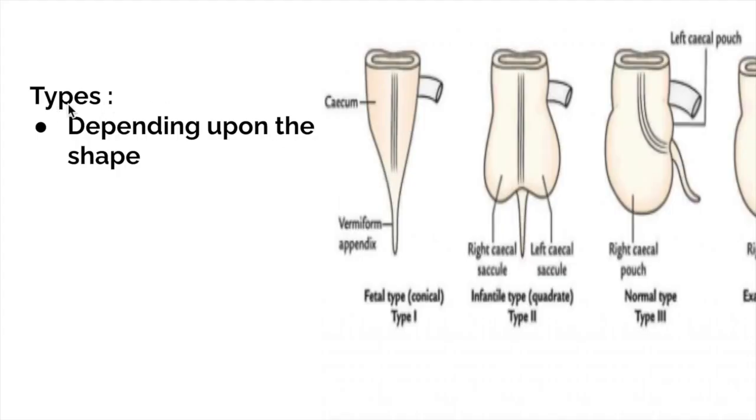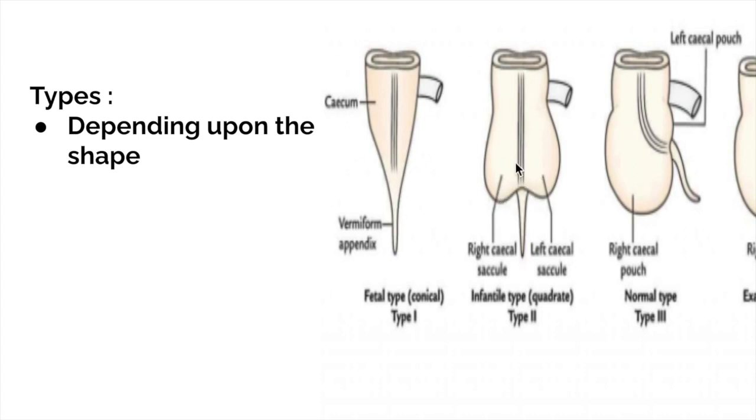Now we'll see the types. Depending upon the shape of the Caecum, these are the following types. See, this is the first type, that is the fetal type. Here the Caecum is conical in shape. From the tip of the Caecum, we'll see a tubular elongated part, that is the vermiform appendix. In this type, the Caecum is conical in shape. In the fetus, we'll see this type, so it is named the fetal type.